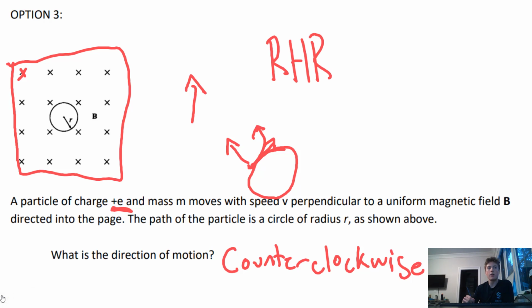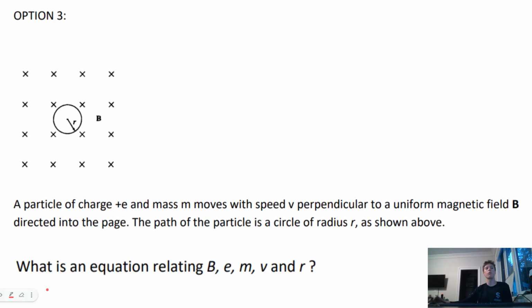Basically, we know we could use the right-hand rule here because it's a positive charge that's equal to the charge of an electron, but positive. If it was just an electron, then we would have to use the left-hand rule, and the direction would actually be clockwise. So part B says, what is an equation relating B, e, m, v, and r?